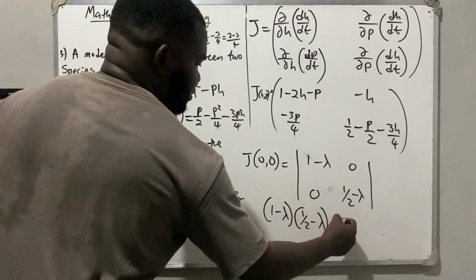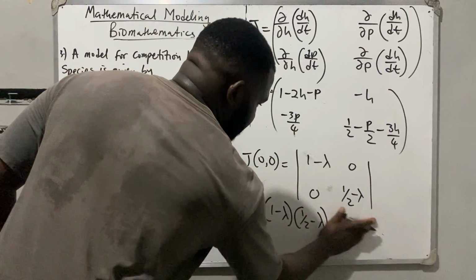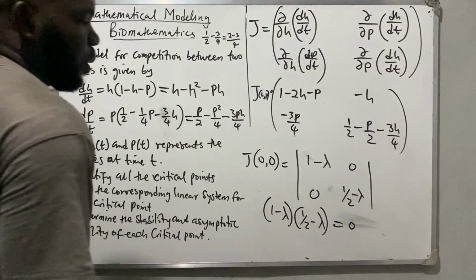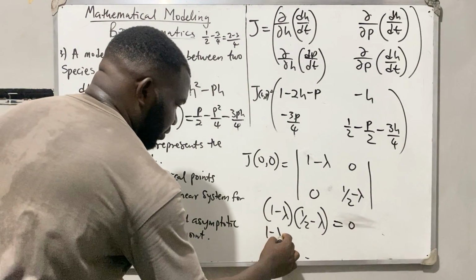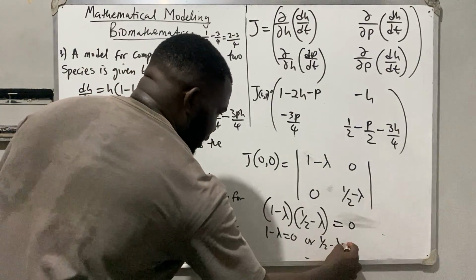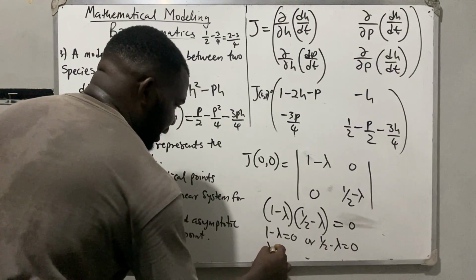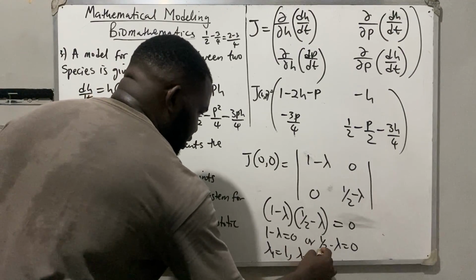Minus right is minus 0, which is equal to 0. So this is gone, and I'm left with just this being equal to 0. And when the product of two things is 0, automatically one of them is 0. So we have that 1 minus lambda is equal to 0, or half minus lambda is equal to 0. So lambda 1 is giving us 1, and lambda 2 is giving us half.